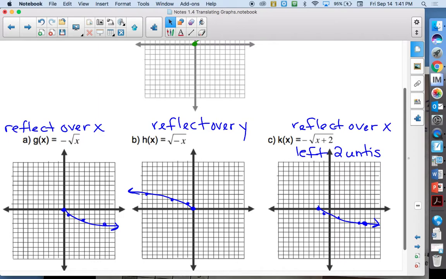Any questions with reflection? So just kind of notice where the negative sign is. If it's outside, you're affecting the answer. If it's inside, you're affecting the x.